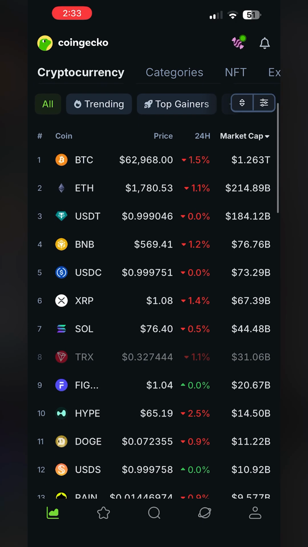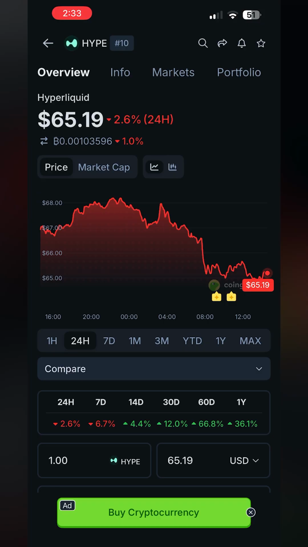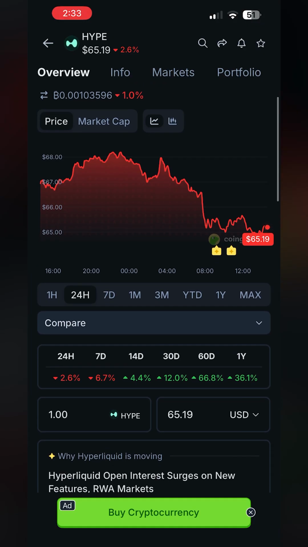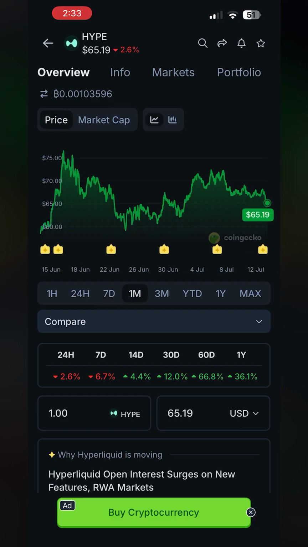Something that's been catching my attention is just how differently Hype has been moving compared to everything else. Like, the broader market is basically in a slow bleed right now. Most tokens are just quietly losing value week after week. But Hyperliquid has been doing the opposite, consistently climbing while the rest of the market is struggling.